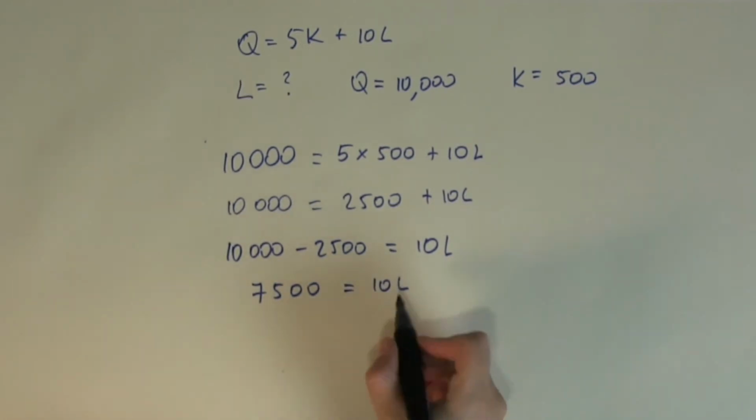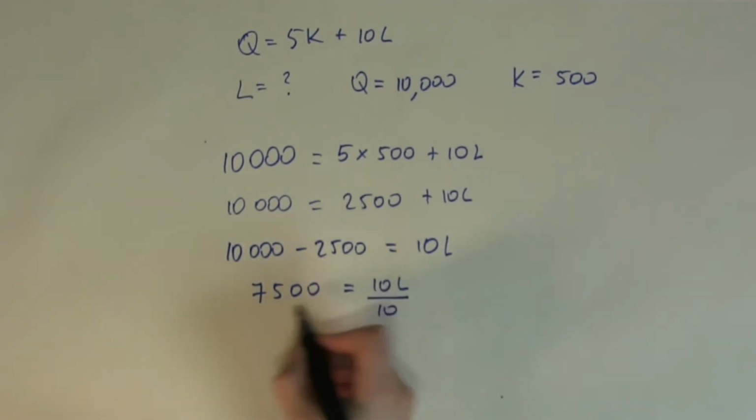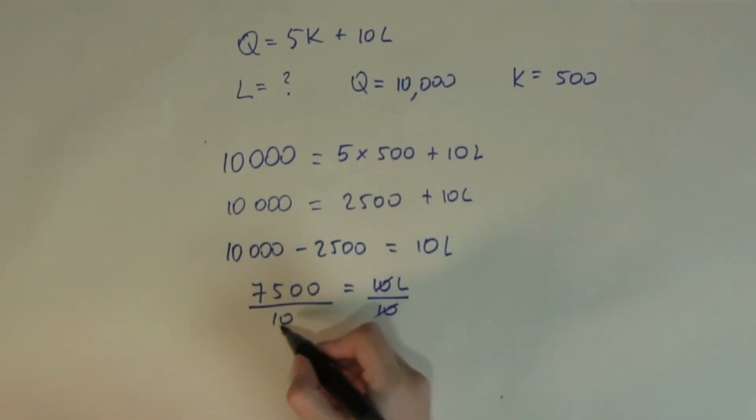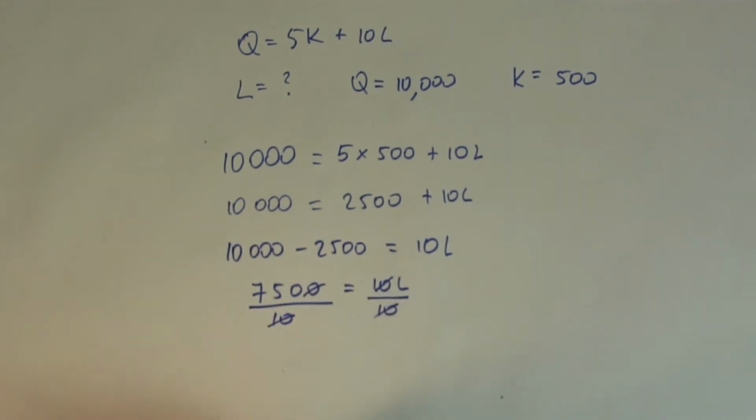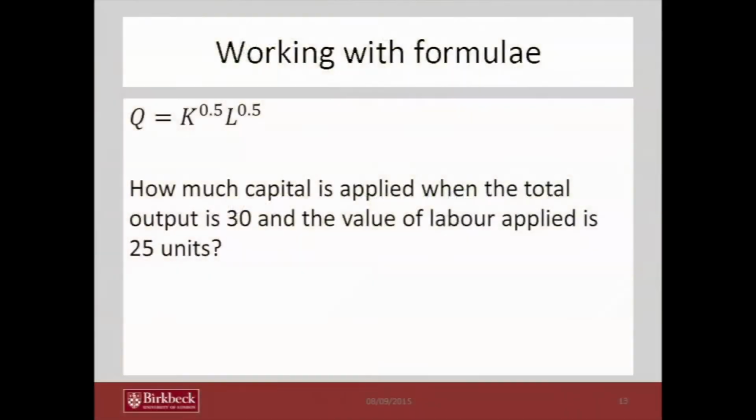To get to 1L, I need to divide by 10. But if I divide by 10 on this side, I need to divide by 10 on the other side as well. So these two cancel out, and dividing by 10 is very easy in this particular case because I can just cancel down by one of the zeros. So I found that I need 750 units of labor for this statement to be true.